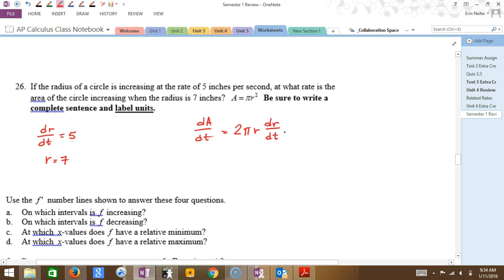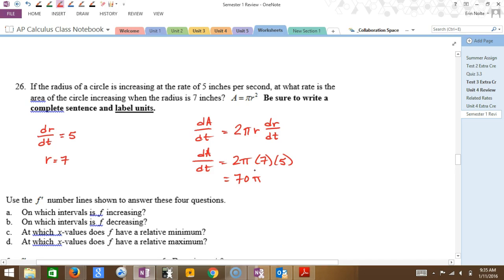Everybody okay with that piece? So again, deriving it in terms of time. Now we plug in any given information that we know. So we're looking for the dA/dt. The r was 7, and the dr/dt is 5. So we plug that information in, and we got 35 times 2, so 70 pi.